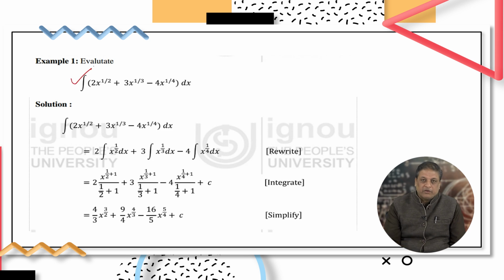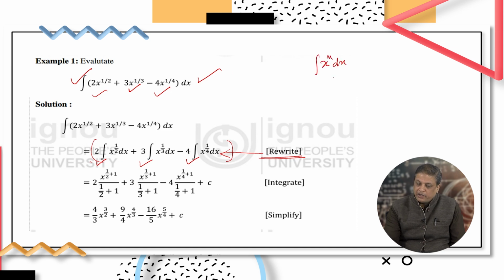Again, a simple problem is given to you over here: 2x to the power 1 by 2 plus 3x to the power 1 by 3 minus 4x to the power 1 by 4 into dx is to be integrated. Now the first step was to rewrite. On the basis of rewriting, we just split up the integral sign into the respective functions, and we rewrote the entire integral in this format. Now again we applied the formula: integral of x to the power n dx is x to the power n plus 1 over n plus 1 plus c, constant of integration.